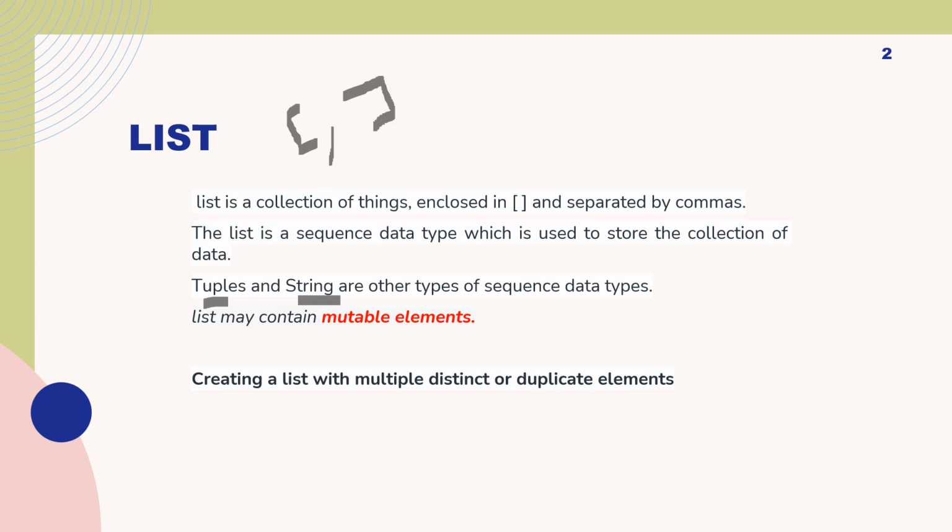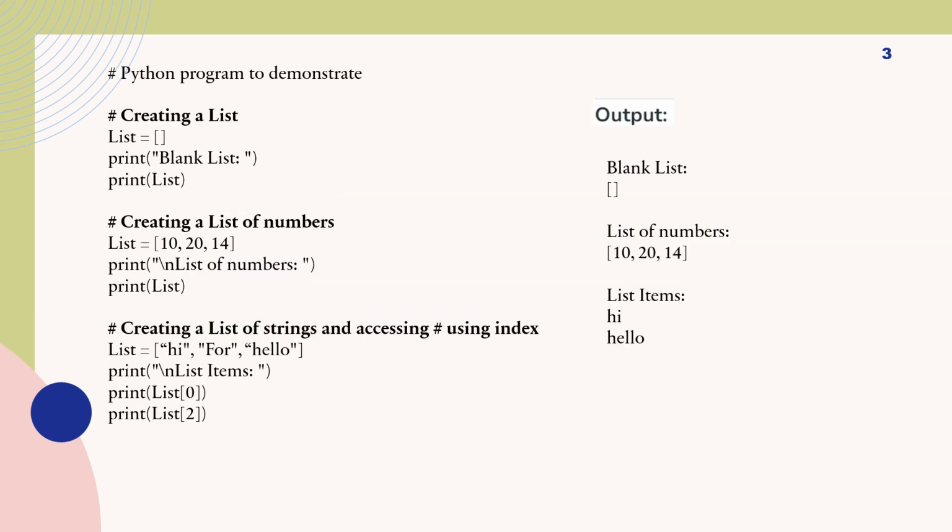wherever it is needed. So we can create a list with multiple distinct or duplicate elements also. We'll see a program to demonstrate lists. So how to create a list? This block of code explains that. Here it is a blank list, so inside, the data is not available. It is a list within the square brackets. If we ask to print the list, it will create a blank list.